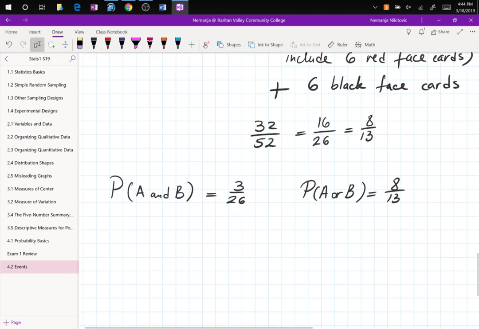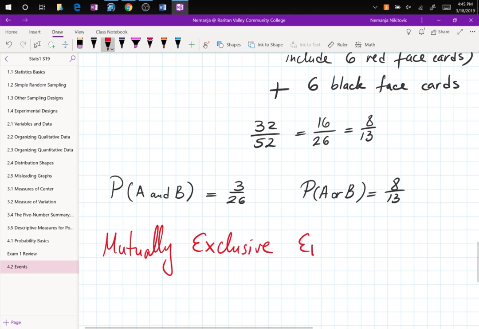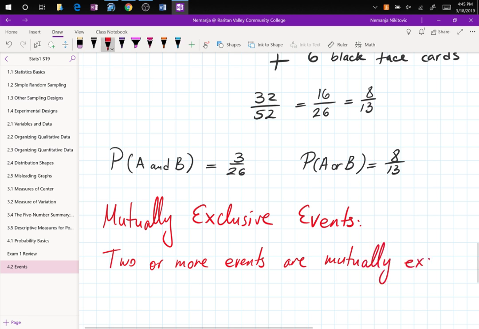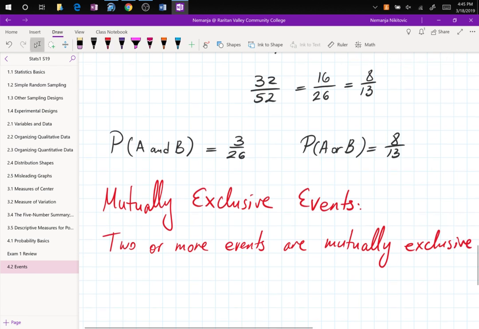So mutually exclusive events: two or more events are mutually exclusive if no two of them have outcomes in common.